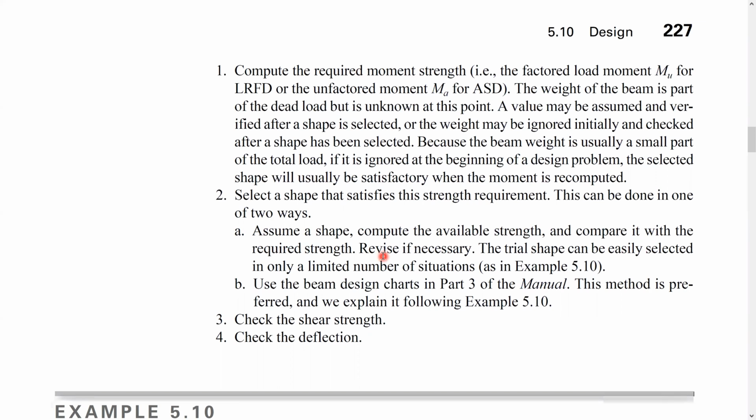And after that we have 2 ways to do that here guys, either to do it manually by the formulas, or we might use the beam design charts in part number 3 in the manual, and we will show you how to do that in example 5.10. Okay, so step number 1 is to calculate the maximum moments. Number two is to calculate the available moment, meaning how much this cross section can carry after we have chosen it, and we compare it with step number 1.